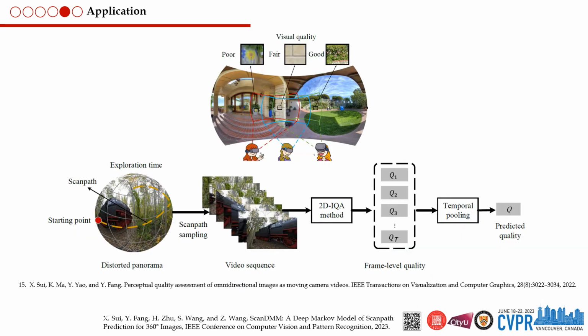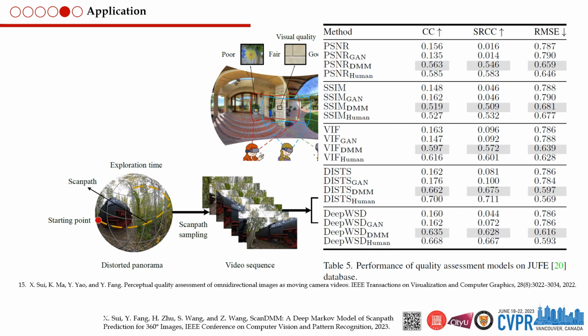Another task is visual quality assessment. In this application, we use a specific computation framework for quality assessment of 360-degree images, where the scan paths are used for extracting viewport sequences. The experimental results show that the performances of different quality measurements are similar when using the scan paths produced by our model and using human scan paths. This proves that our model can produce realistic scan paths that are close to human scan paths.